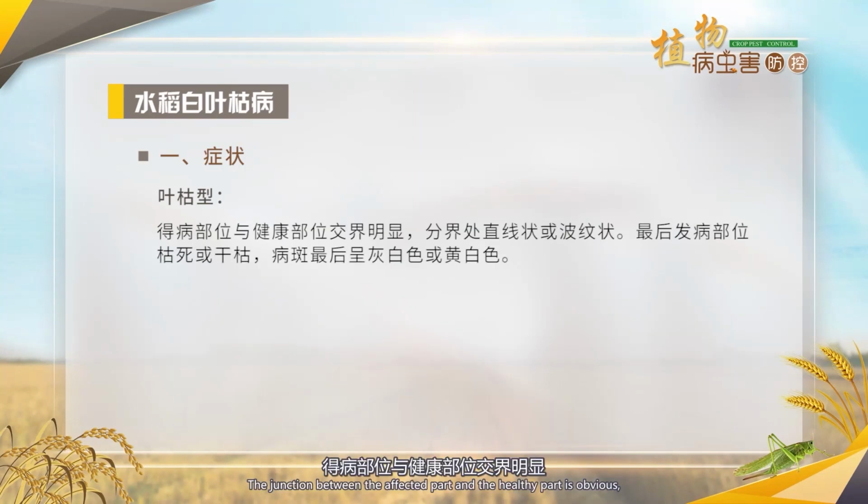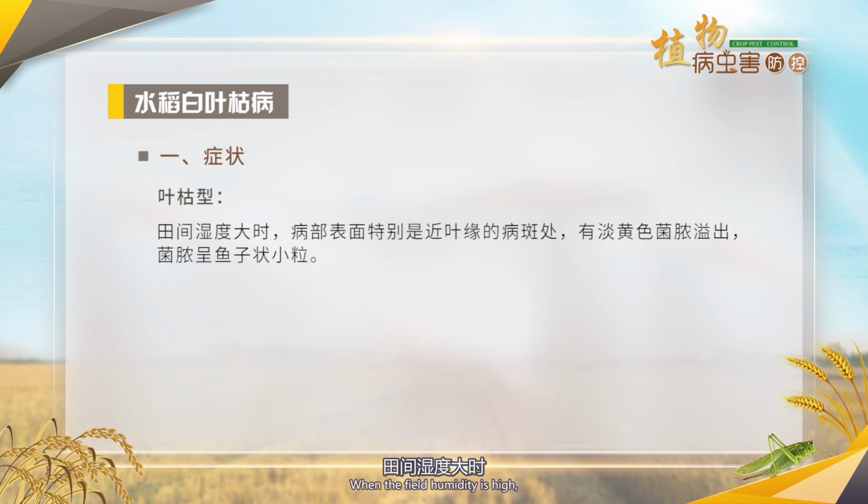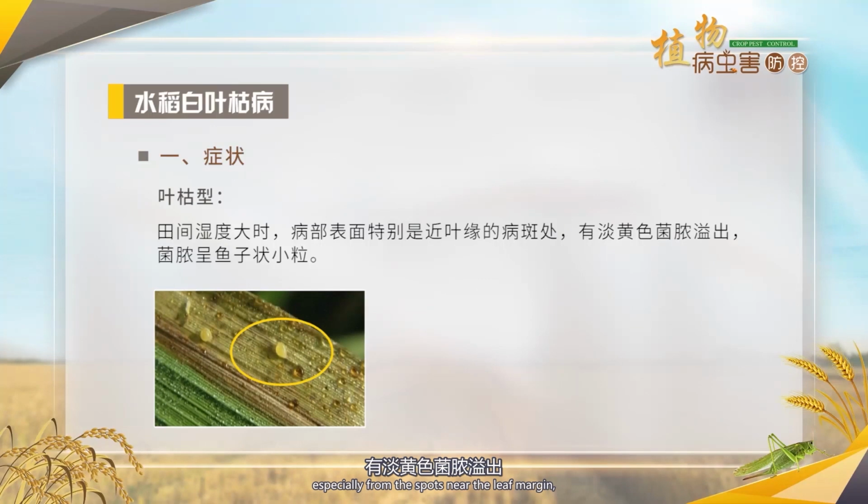The junction between the affected part and the healthy part is obvious, and the boundary is linear or corrugated. Finally, the affected part dies or withers, and the spots are grayish-white or yellowish-white. When the field humidity is high, yellowish bacterial ooze overflows from the surface of the affected part, especially from the spots near the leaf margin, and the bacterial ooze is roll-shaped.